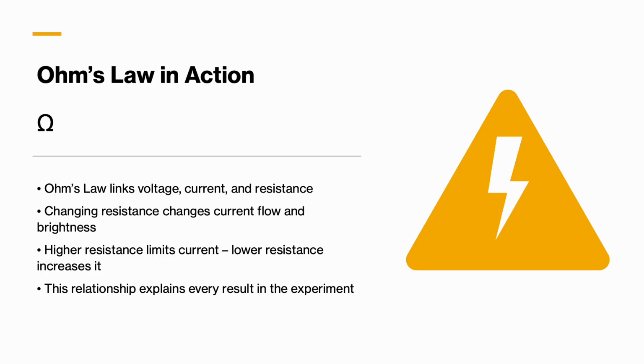Every outcome in this experiment follows Ohm's law. The dim, bright, and failed LEDs each behaved exactly as V equals I times R predicts. Changing resistance changed current flow and brightness, and when resistance dropped too low, the LED failed. This simple relationship explains every result in the circuit.